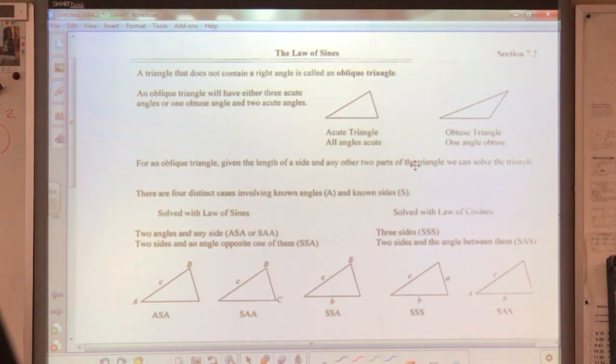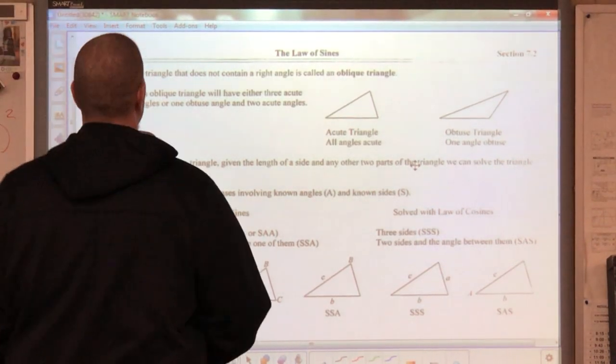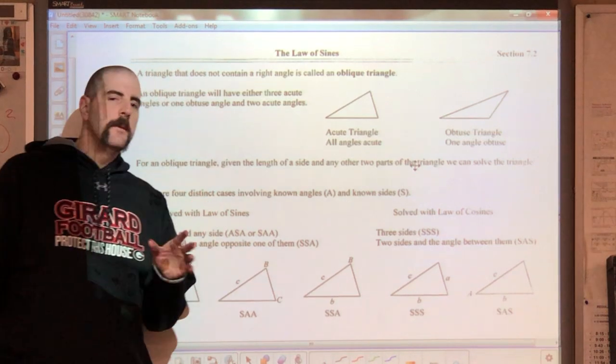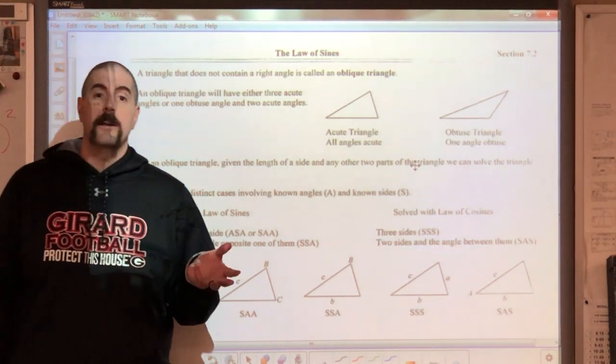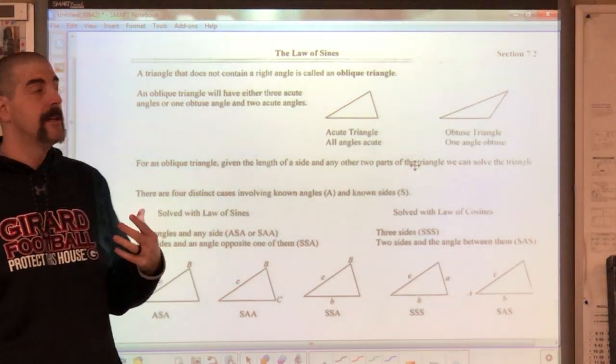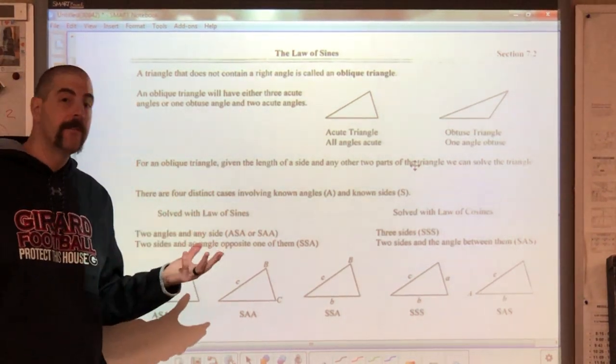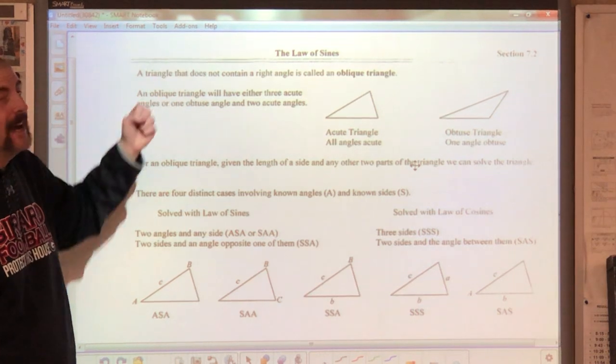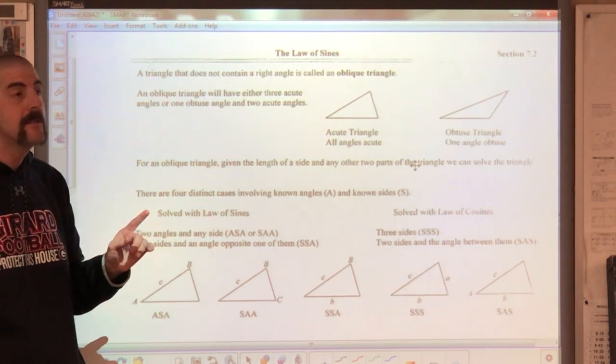Okay, welcome to the law of sines. Sometimes in life you don't have a right triangle, so SOHCAHTOA goes bye-bye. Now what you need to do is have another way to solve them. Well, we have the law of sines and also the law of cosines.